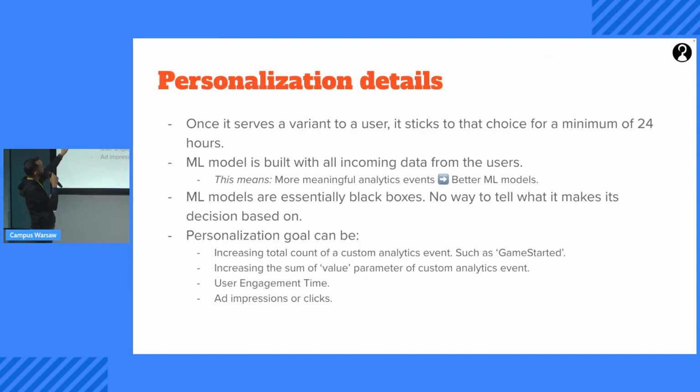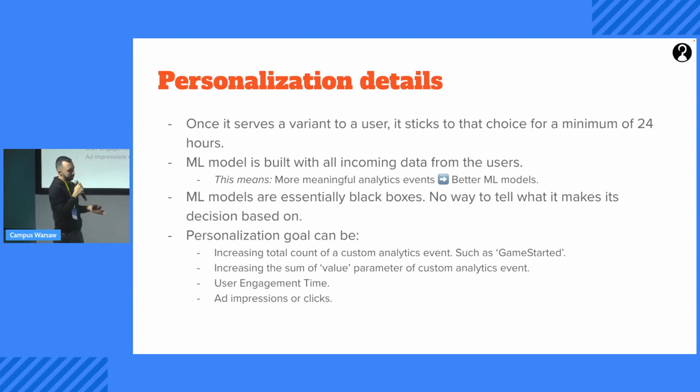One important thing is that once it serves a variant to a user, it sticks to that choice for a minimum of 24 hours. I'm going to come back to that later because that's very important. And because it builds this machine learning model based on data, the more analytics events you have, the more data you can feed it, the better machine learning model it will create, right? And it's not just about the quantity of the analytics events, it also matters the quality of these analytics events, how meaningful they are, right?